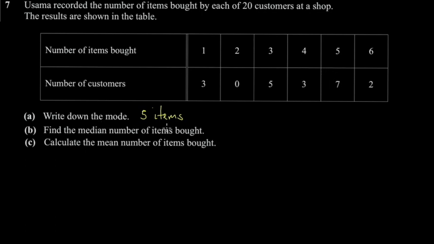When you're asked to find the median number for the items bought, it's as if you're asked to line these customers up in terms of the increasing number of items that they bought. So in terms of their classes, ascending or descending order. And once you do that, you have to identify the one that's in the median. And after you identify the one that's in the median, you identify what class that one is in. That will be your median.